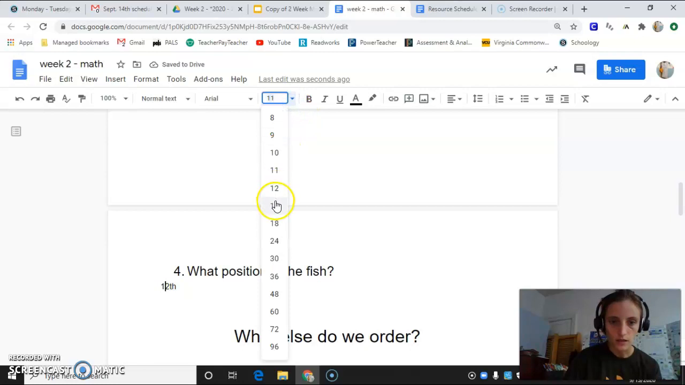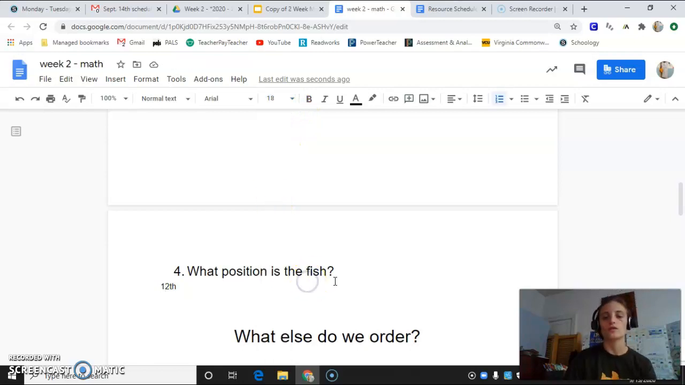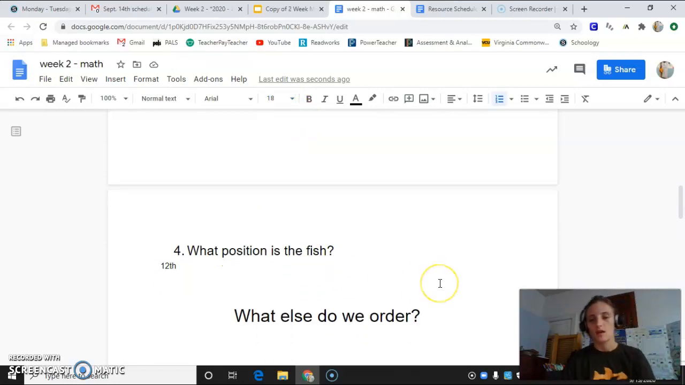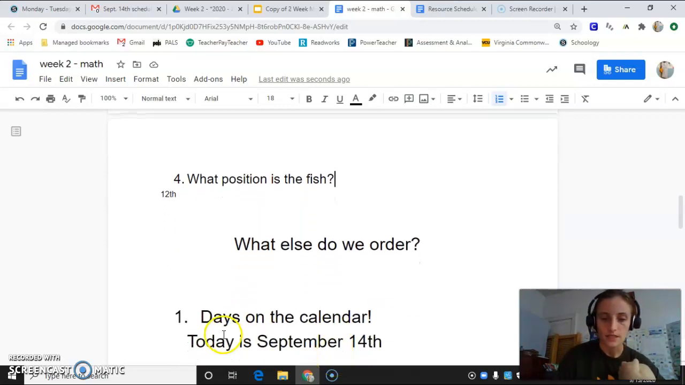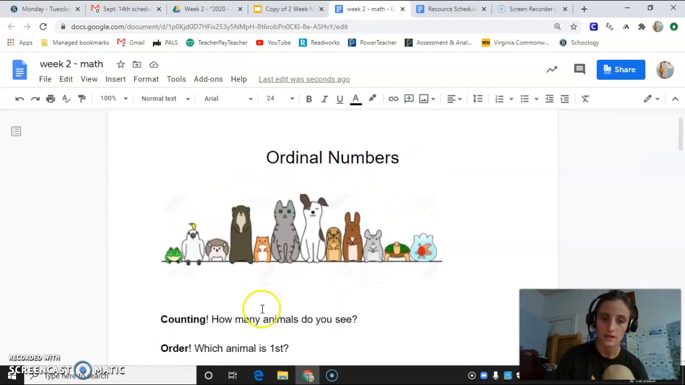So let's think about some things that we also order. Because right now I know it's just my animals on a line, but there are things in real life that we put in order. Like the days on the calendar. Today is September 14th. So we don't say that today is September 14 because we're not counting the days. Remember up at the top, we're not counting the days. We're telling the order of the day.